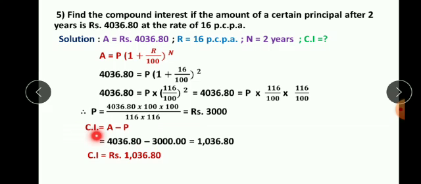So compound interest, CI, is equal to what? A minus P. A we have as 4036.80, minus this P, which is 3000.00. Now do the subtraction, we get compound interest is equal to 1036 rupees 0.80. So compound interest CI is rupees 1036.80. So that is exercise 14.2, practice set 14.2.